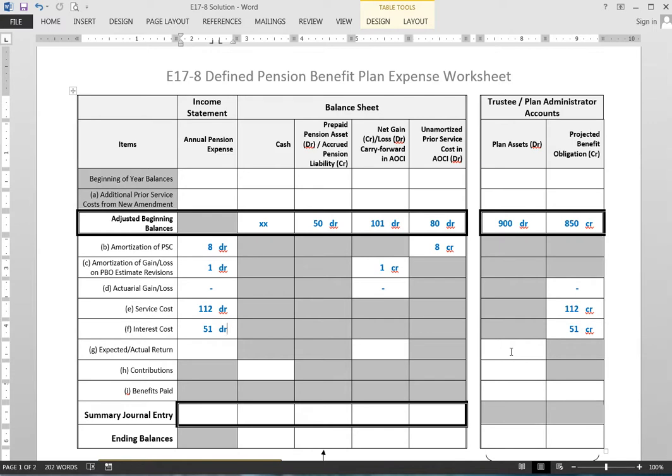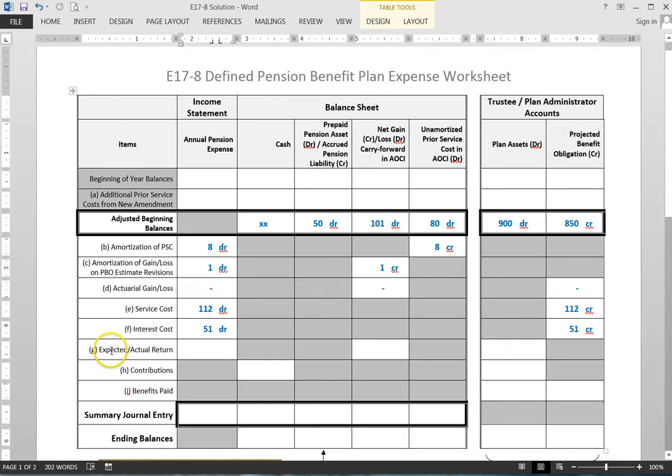Now, in years where the expected rate of return and the actual rate of return are different from each other, of course, that's going to lead to an imbalance in this particular line item. And we'll get to how to resolve that in just a moment. But the key there is that the credit to the annual pension expense account is going to be based on the expected rate of return, the long-run expected rate of return.